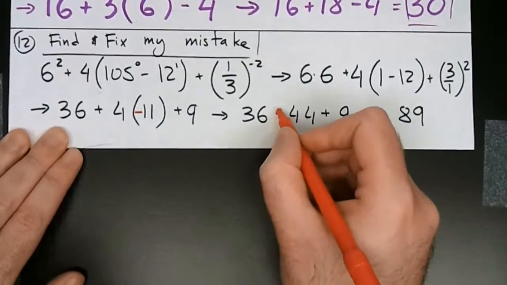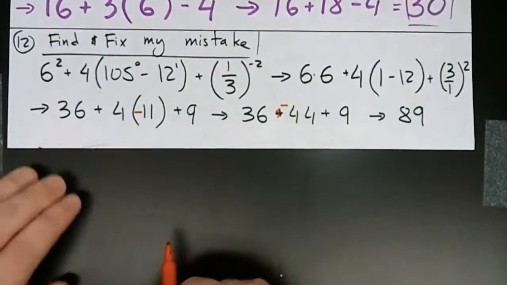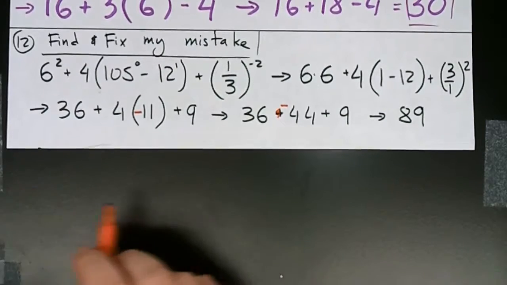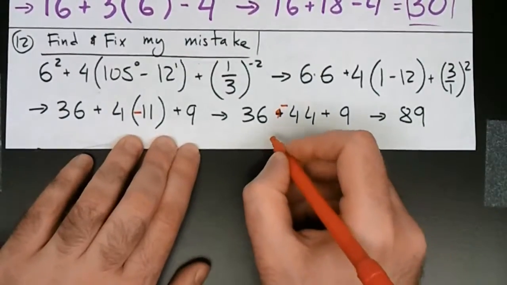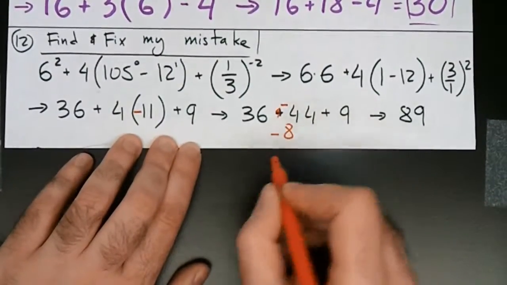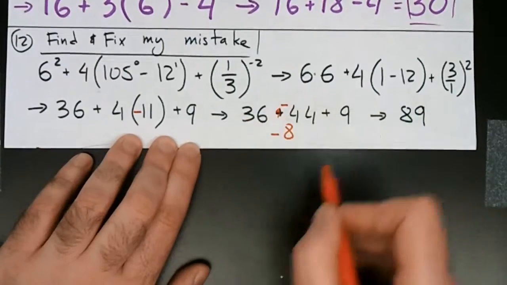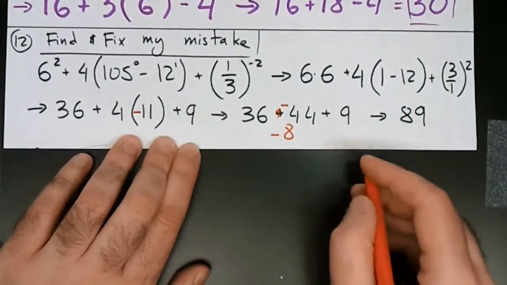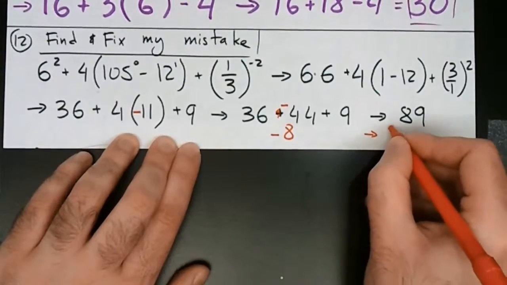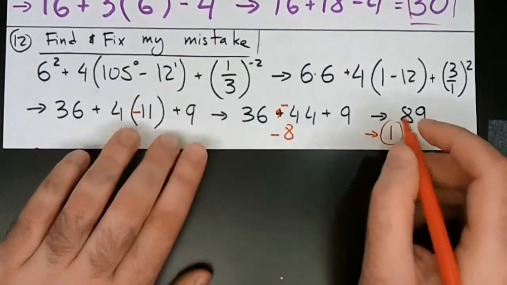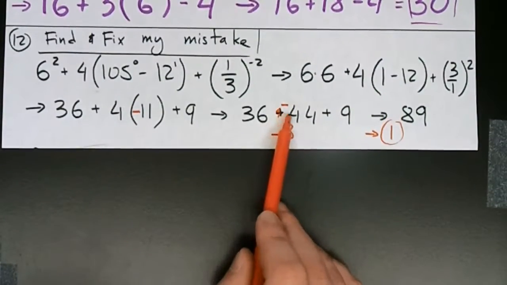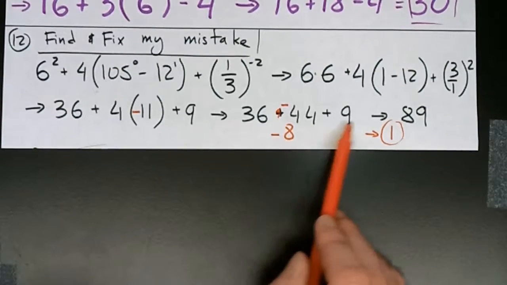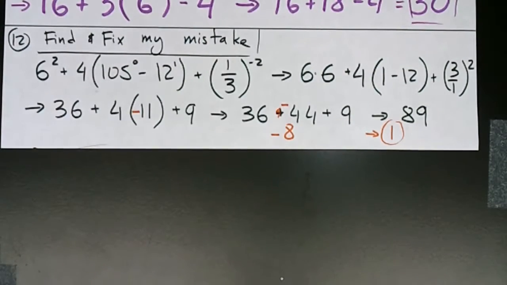Which means right here, I should have a negative 44. And that's going to give me 36 minus 44, which is actually a negative 8. Right here, instead of all of this is a negative 8. And negative 8 plus 9 is simply 1. So my mistake was right here. I did the calculation wrong, which should have been a negative here, and 36 minus 44 is a negative 8. Negative 8 plus 9 is just a positive 1. Any questions on 12?